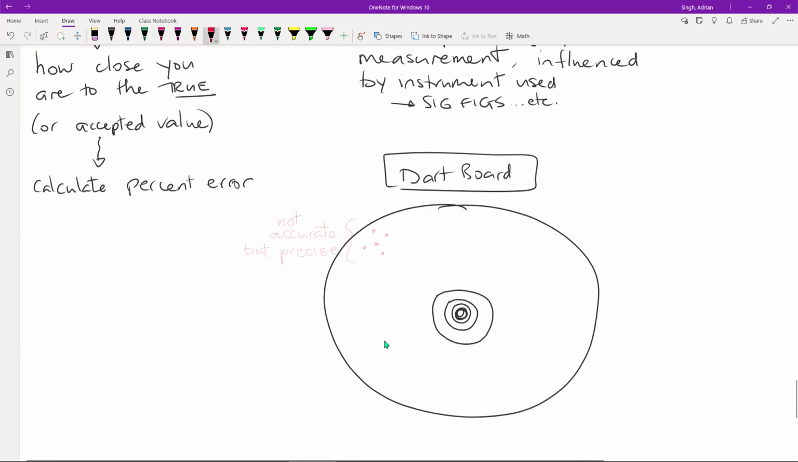Okay, let's say that you throw a different set of darts and we end up with something that looks like this. One dart goes here, another one goes there, one goes down here, one goes there, another one goes here. So here, the green ones, you can see that they're all spread out, so they're not repeatable. These are not precise. And then they're also not close to the bullseye, not close to the true value. They're also not accurate either. That's kind of like the worst case scenario. Not even close to each other, not even close to the true value.